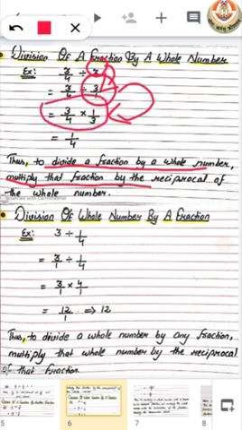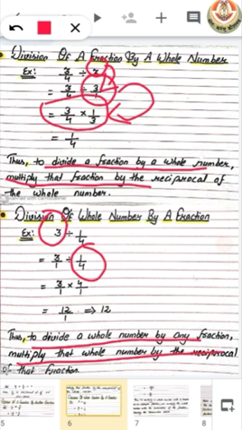Similarly, to divide a whole number by a fraction, we have to convert the whole number into a fraction by putting 1 in its denominator, and then we have to take the reciprocal of the fraction to solve both of them. That means to divide a whole number by any fraction, we have to multiply the whole number by the reciprocal of that fraction.